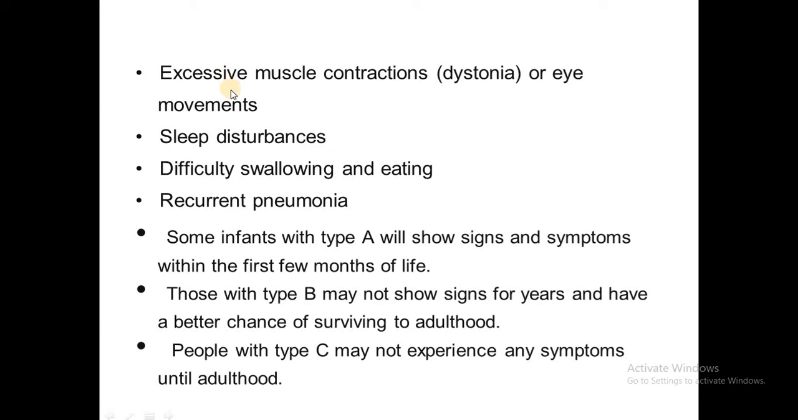Other than that, excessive muscle contractions or eye movements, sleep disturbances, difficulty swallowing and eating, and recurrent pneumonia are also symptoms of Niemann-Pick disease. Some infants with type A will show signs and symptoms in the first few months of life. Those with type B may not show signs for years and have a better chance of surviving into adulthood. People with type C may not experience any symptoms until childhood.